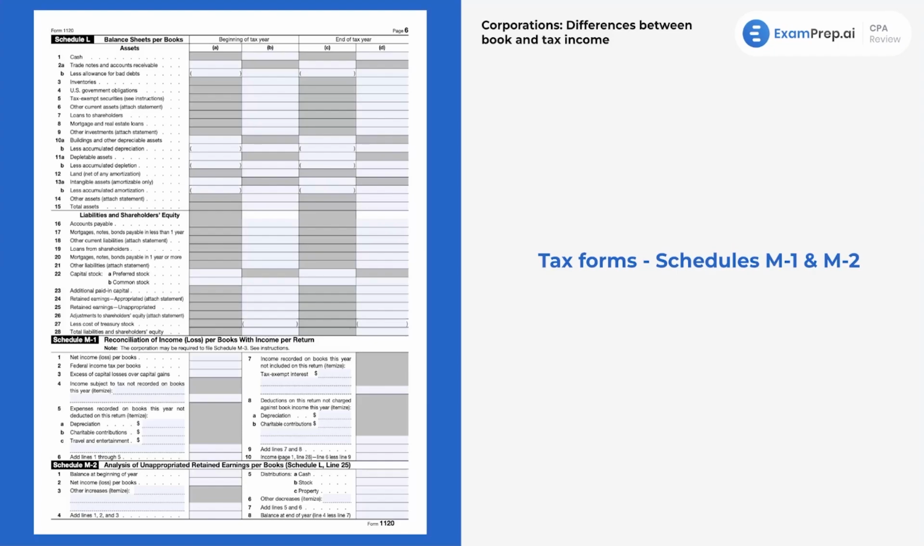Alrighty, now this is Form 1120 as promised. This is the corporate tax return. This is just a page out of it. Here we see it's page 6. Obviously, there's a lot of other pages. And Schedule M1, here we go.